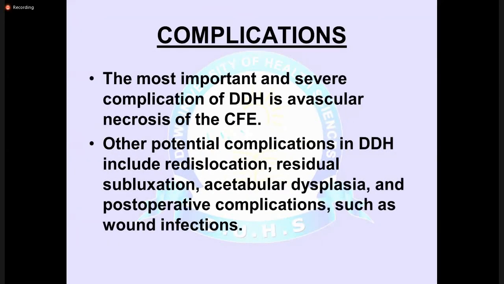So what are the complications if we don't treat developmental dysplasia of the hip? The most important severe complication of developmental dysplasia of the hip is avascular necrosis of the capital femoral epiphysis. Other potential complications in DDH include redislocation, residual subluxation, acetabular dysplasia, and post-operative complications such as wound infections. These are the complications that can occur in the patient.